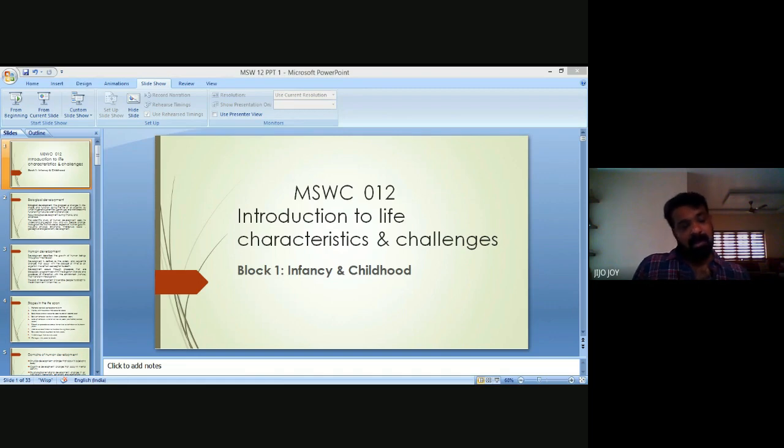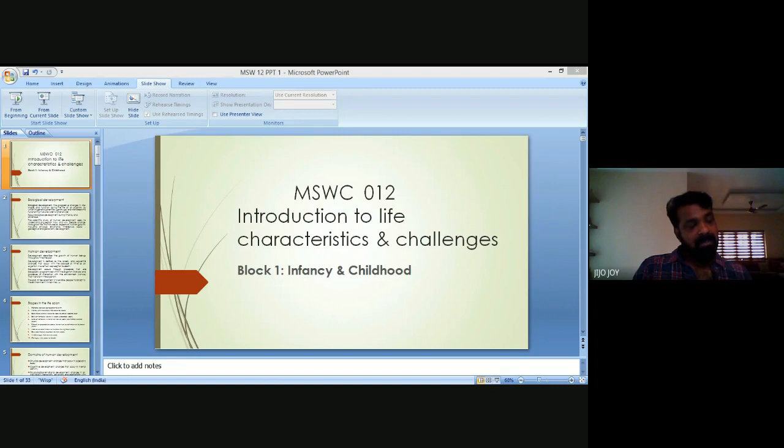Neural tube defects, chromosomal abnormalities, and many other things are possible. Prematurely born babies usually experience complications in adjusting to the postnatal environment, and this may have a serious effect on future adjustment. So we have to take care of such babies very carefully, otherwise their development will be very challenging and full of hazards. So we have to understand the physical hazards in infancy.